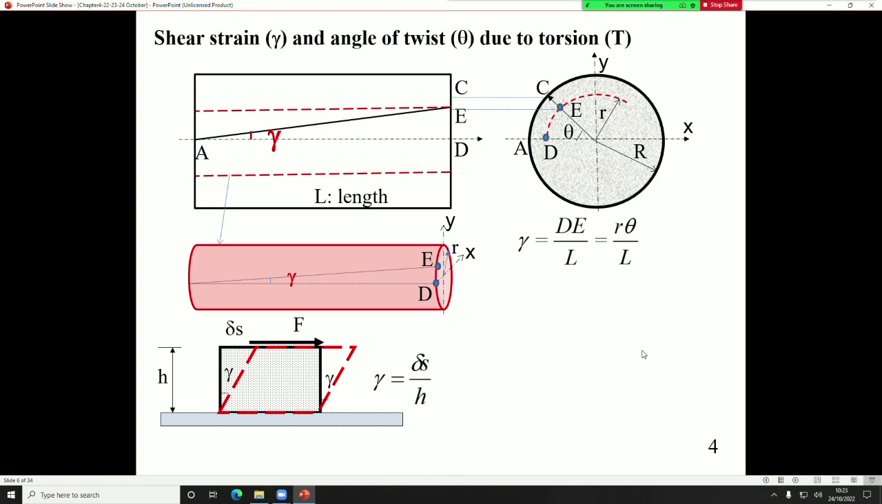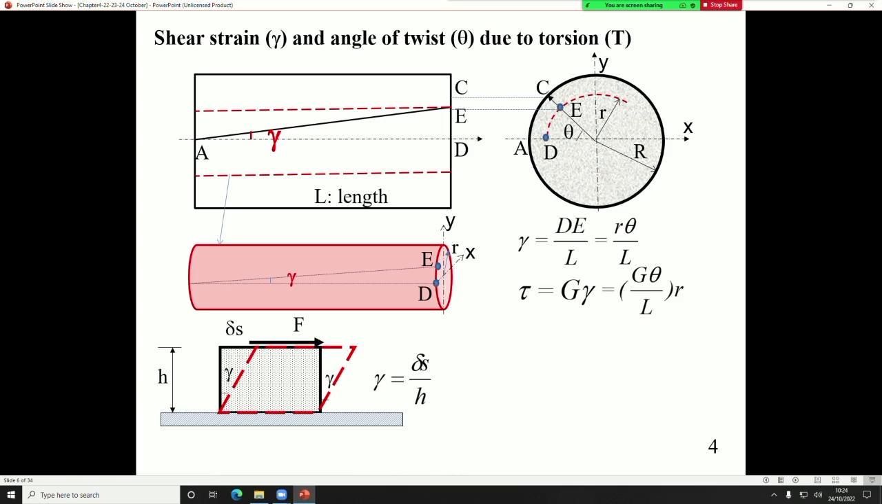Now, in chapter one, how did we relate the shear strain to shear stress? The shear stress was equal to G, the shear modulus, multiplied by gamma. This is coming from the stress-strain curve. The slope of the curve was G, the shear modulus, so tau was the vertical axis, gamma was the shear strain, so I can say tau is equal to G gamma. It means I substituted the top equation into the second one. Therefore, shear stress is equal to G theta over L multiplied by R.